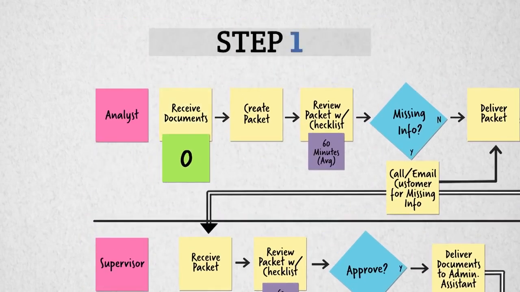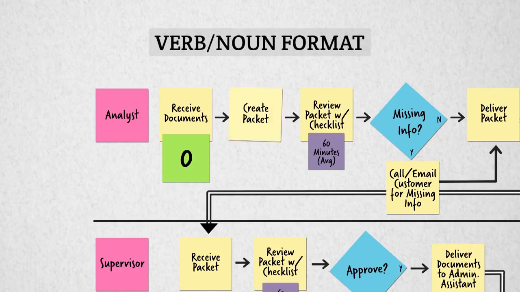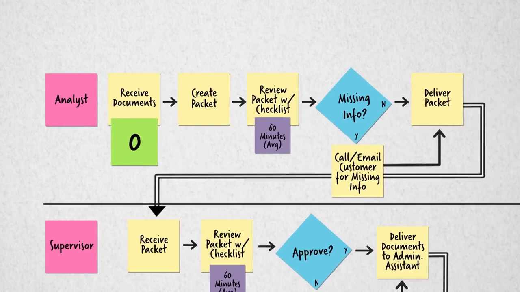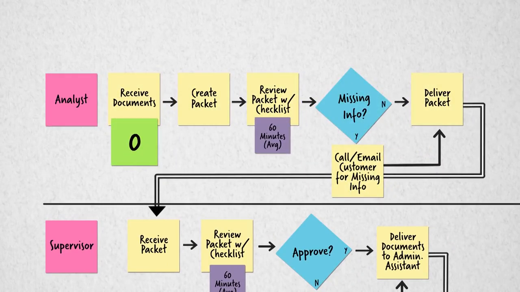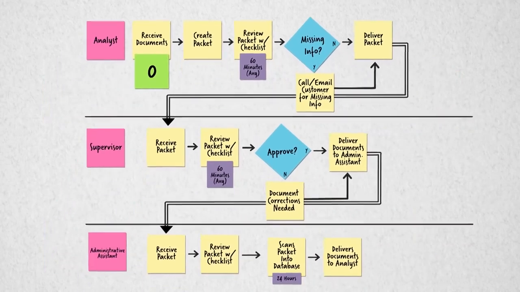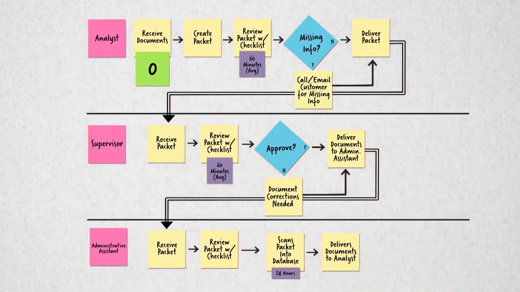Start with the first step and ask, what comes next? Write each step in a verb-noun format. Have participants write the steps on Post-it notes. Place each note on the process map in order and in correct swim lane. Move the notes around until the group is satisfied that all steps have been identified and that each step is in the correct order.